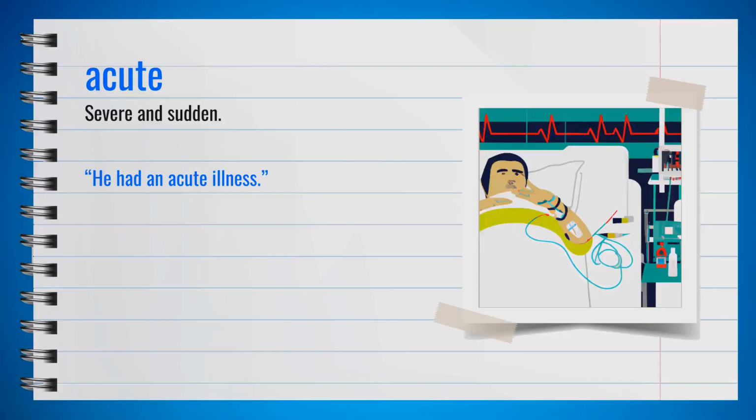The word acute, A-C-U-T, is an adjective. It means severe and sudden. For example, he had an acute illness. This means his illness was severe and started suddenly. Repeat after me. Acute. Fantastic.